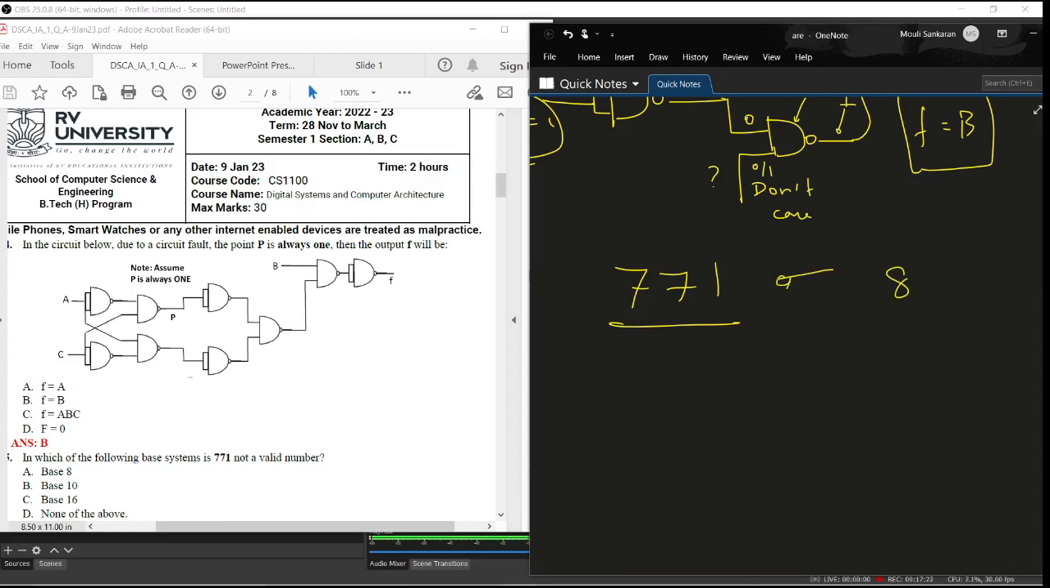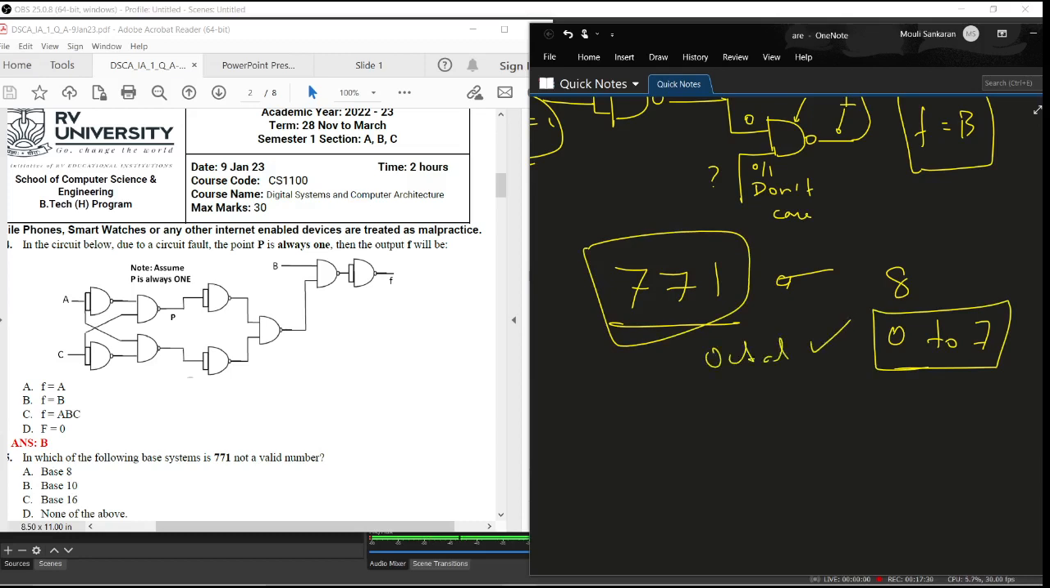In base 8, what are the symbols you have? 0 to 7, because 8 unique symbols are there. So we have 771, so octal is correct. This number is correct. Base 10, you cannot say it's wrong. 771 is a correct value. So base 10, the decimal system, is also correct.